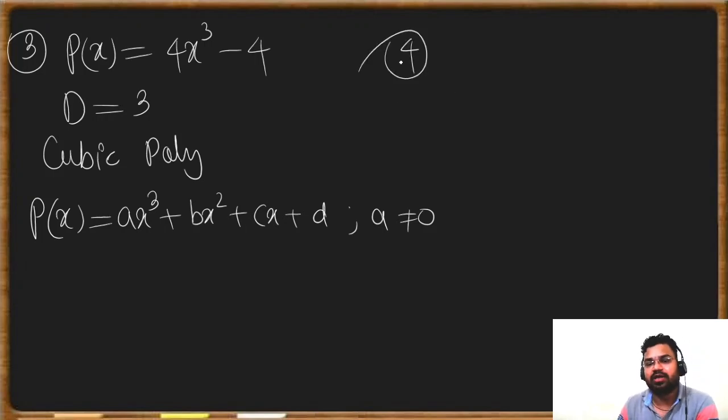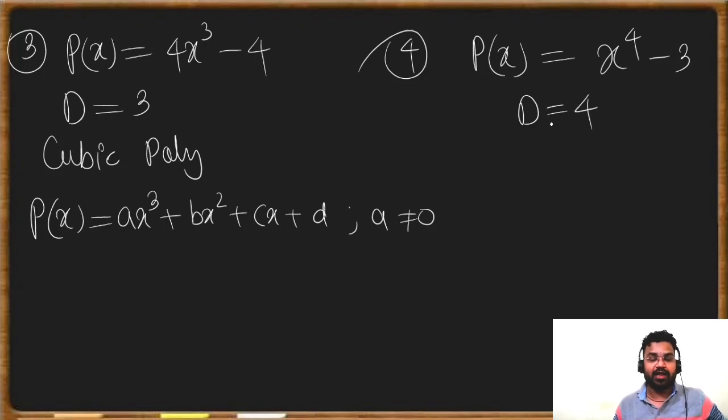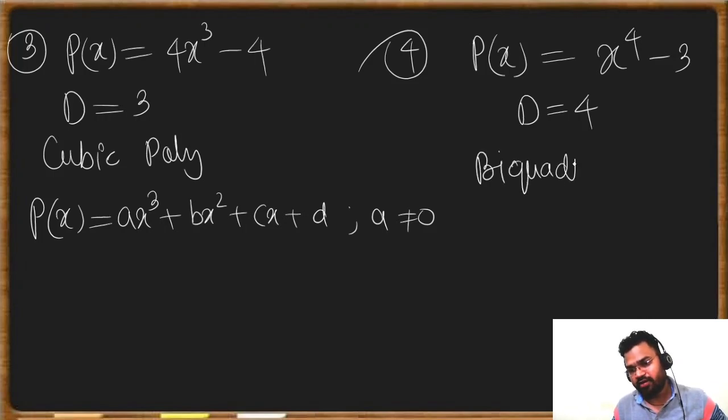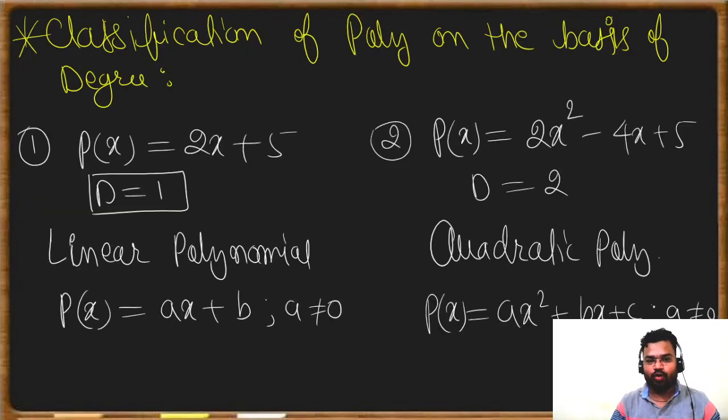And the last and fourth example: if a polynomial has degree 4. In this example, the degree of this polynomial is 4, and a polynomial having degree 4 is known as a biquadratic polynomial. In the same manner, you can find the general form of this biquadratic polynomial. So we have classified the polynomial on the basis of degree.